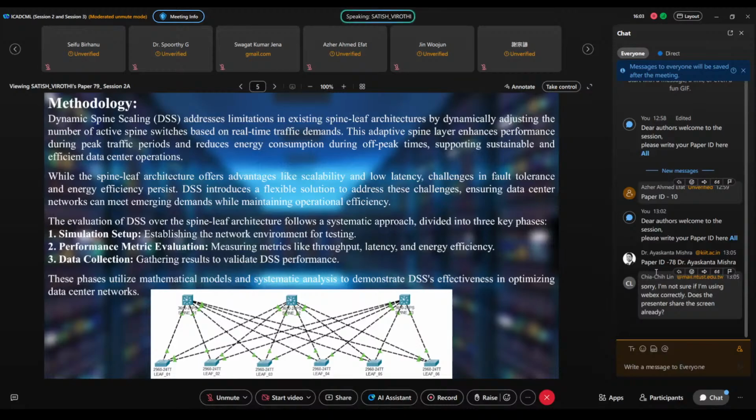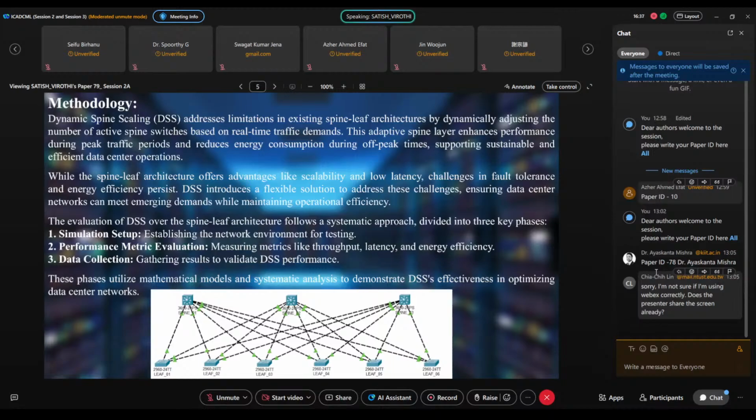And coming to the methodology of our work, we have used dynamic spine scaling, which is an innovative approach that helps overcome the limitations of existing spine-leaf architecture. By using software-defined networking, DSS allows the number of active spine switches to change based on current traffic in the network. During peak periods, when the traffic is high, DSS increases the number of active spine switches to maintain optimal performance. When the traffic is low, dynamic spine scaling reduces the number of active spine switches to save energy, contributing to more sustainable data center operations.